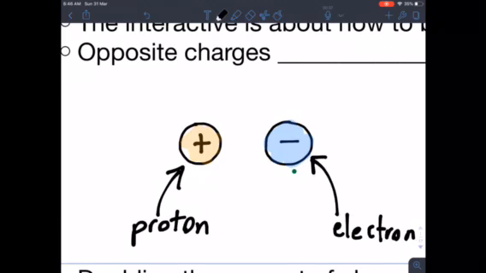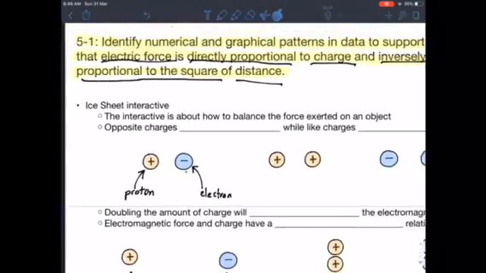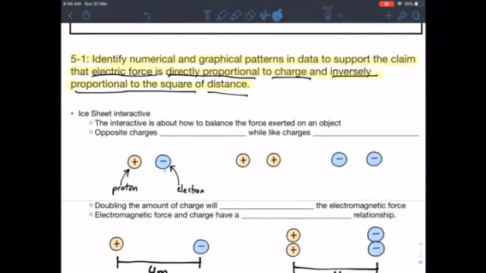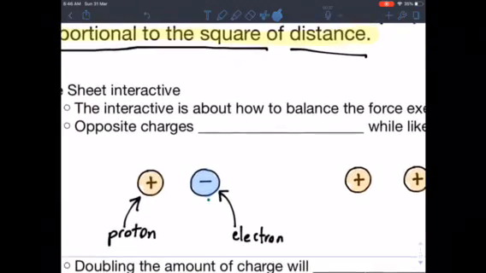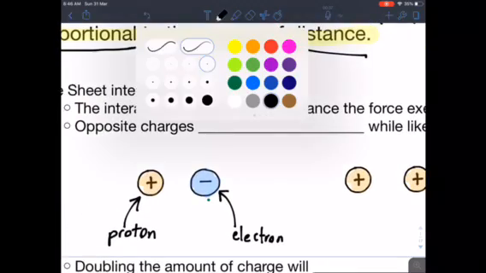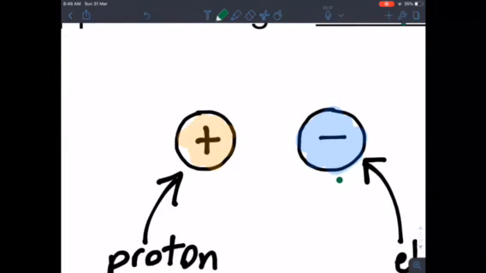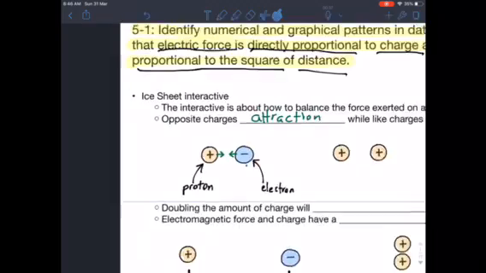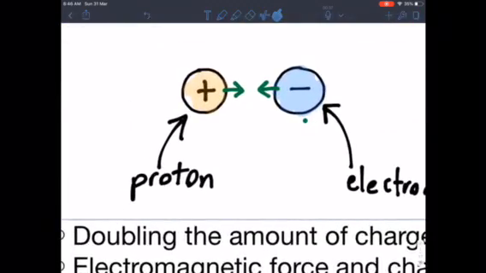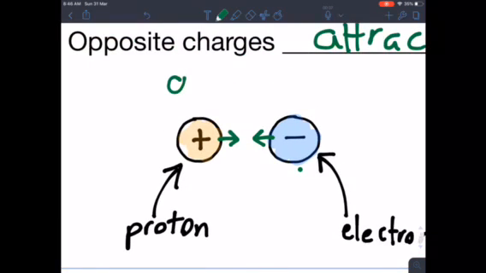Now, when we're looking at this interactive and when we're talking about charges in the future, the basic rule that we need to understand is that opposite charges are going to attract. I'm going to use the color green for any attraction in this unit. So opposites attract. I'm going to draw the force. There's going to be a force on the proton this way and a force on the electron that way. And I'm actually going to write attraction over this example.